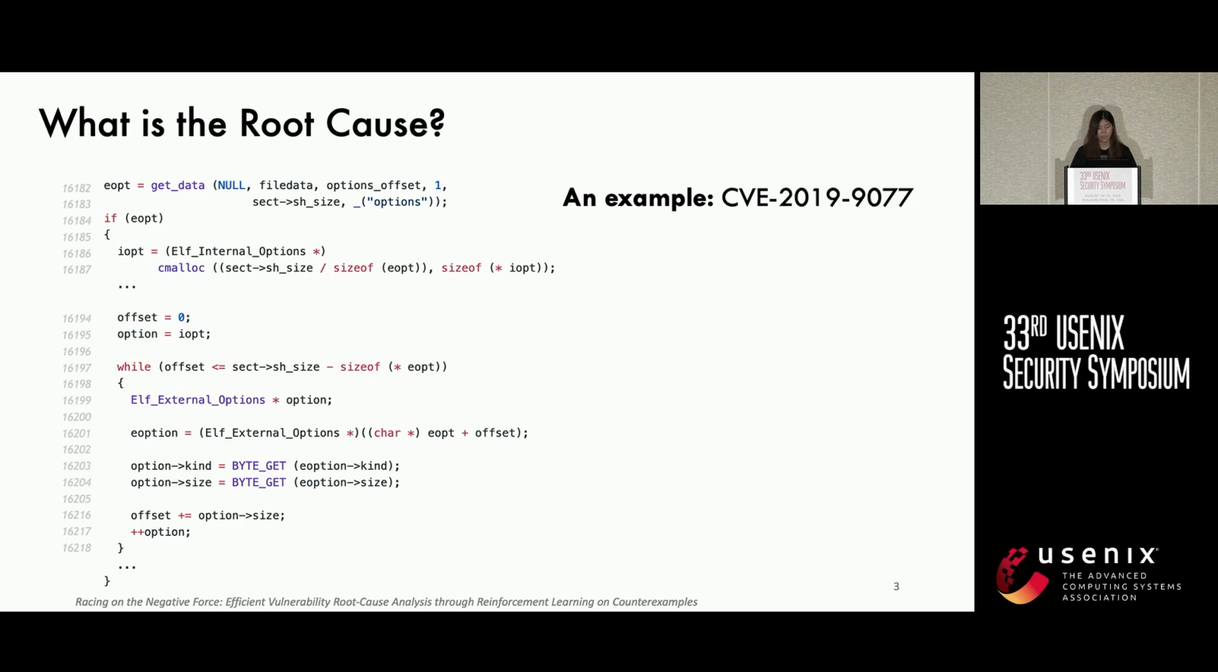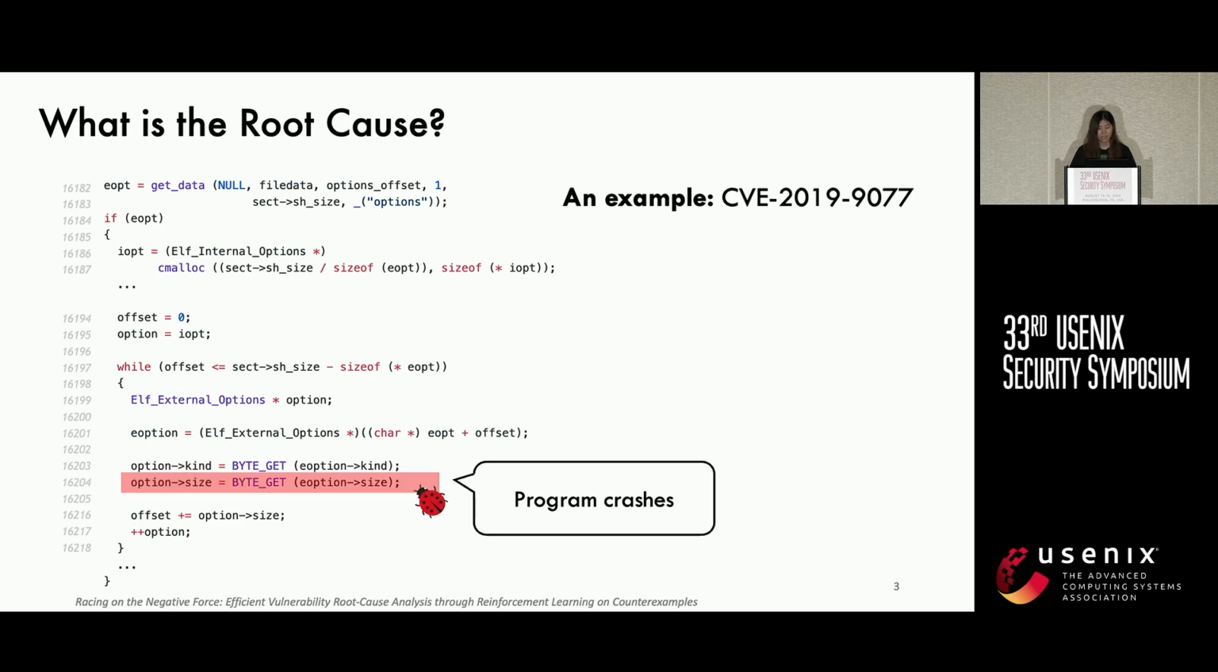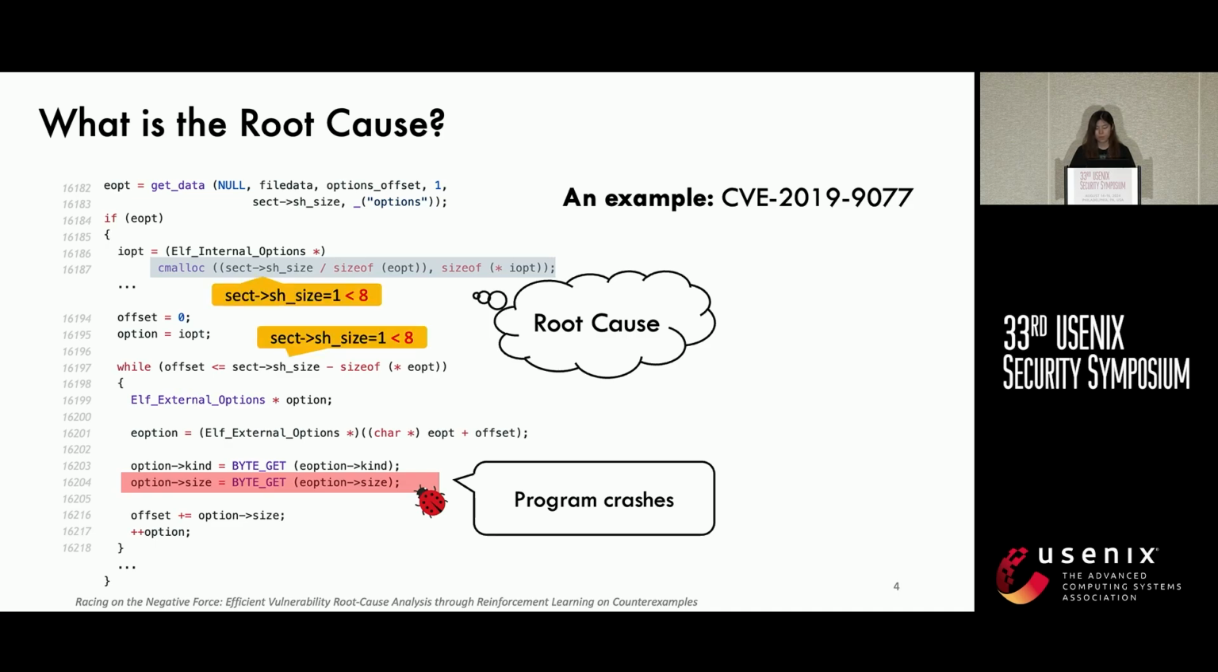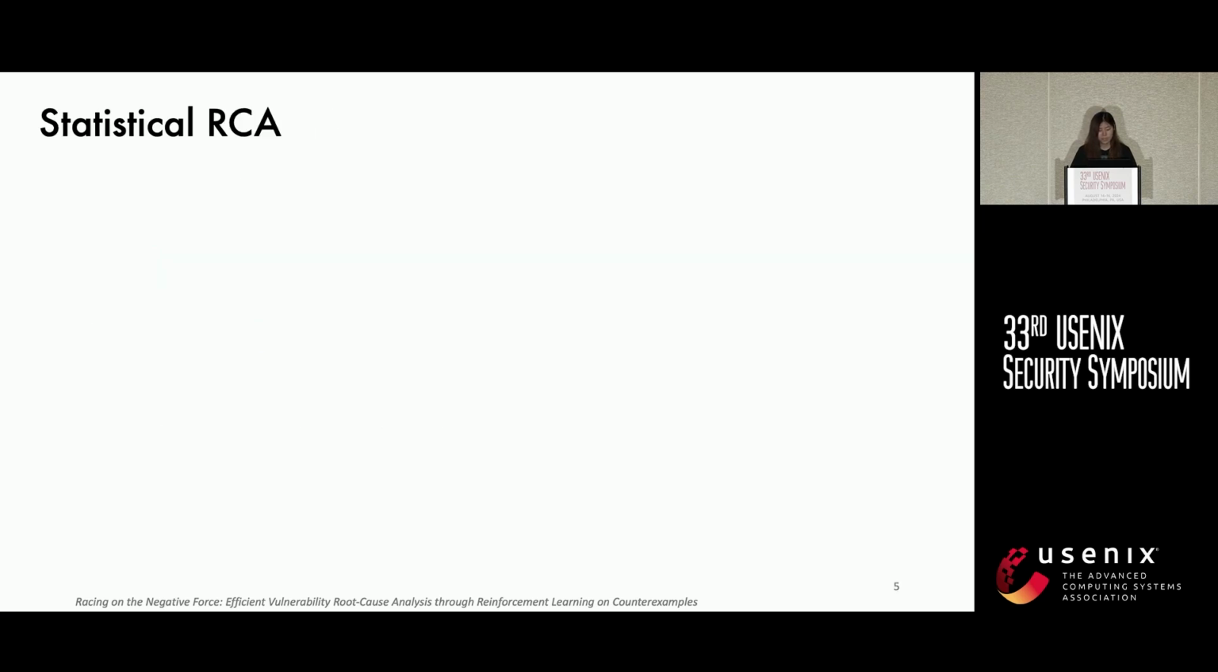Let's look at an example. The program crashes at this line. However, the root cause of this crash is located far from this line, which is highlighted in gray. Specifically, the crash occurs because the size variable was assigned a very small value, leading the semi-log function to allocate a small buffer. When the program tries to write a large amount of data into this buffer, it results in the crash. To identify this root cause, a common method is to use the statistical approach.